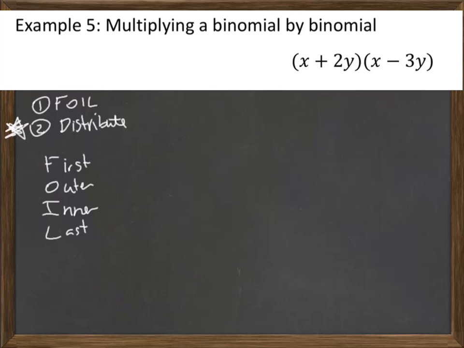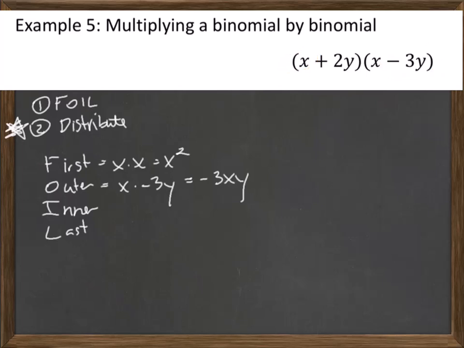Okay, so when I say first, what I mean is the first terms in both polynomials. So if I multiply x times x together, that's going to give us x squared. So those are our first terms. Then what about outer terms? Outer terms is exactly what it sounds like. The x and the negative 3y are both on the outside of our parentheses. So the outer terms would be x times negative 3y, which is going to give us negative 3xy.